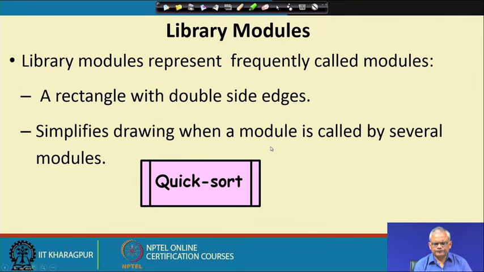Now, there is one more element in the drawing of the structure chart, which is the library module. It is a module actually. So, it is a rectangle, but then we just draw these two parallel lines here, and this indicates the ones that are made into library. Some of the functions are called frequently by other modules, and to represent that these are the library modules, we just draw them in this notation.